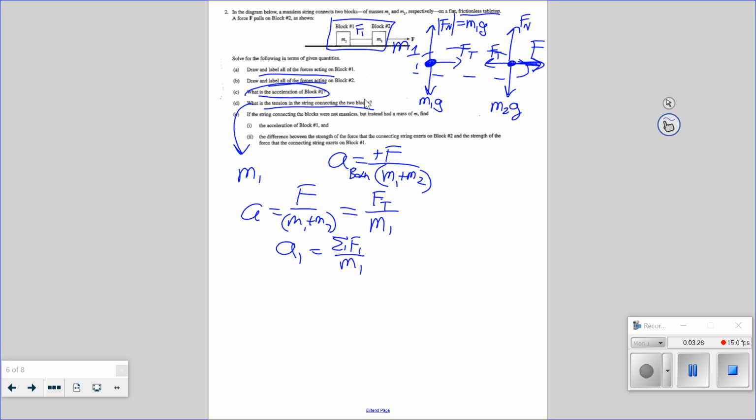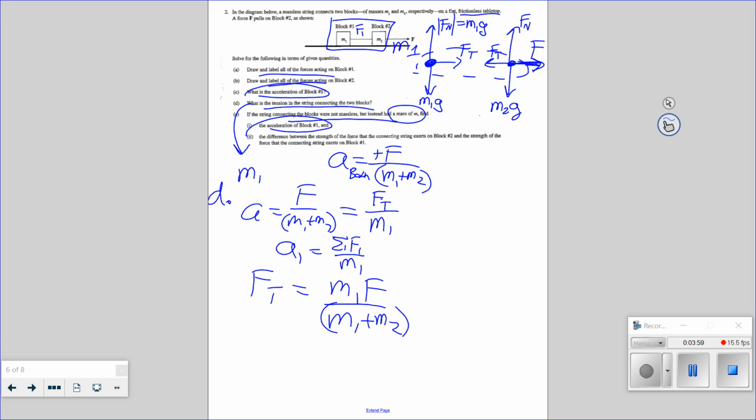We're solving for the tension in the string. This is part D. The tension in the string must equal M1 times the applied force divided by the sum of the masses. If things are connected, you're probably going to end up dividing by the total mass, the total inertia. If the string connection were not massless, but had a mass of little m, find the acceleration of block 1.